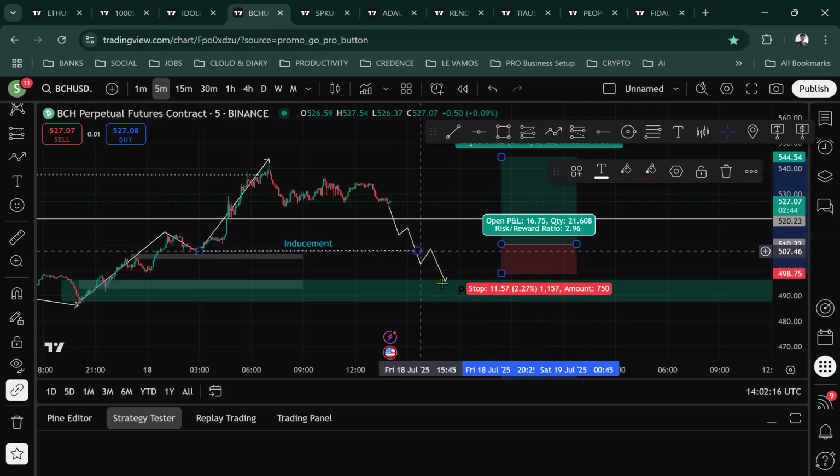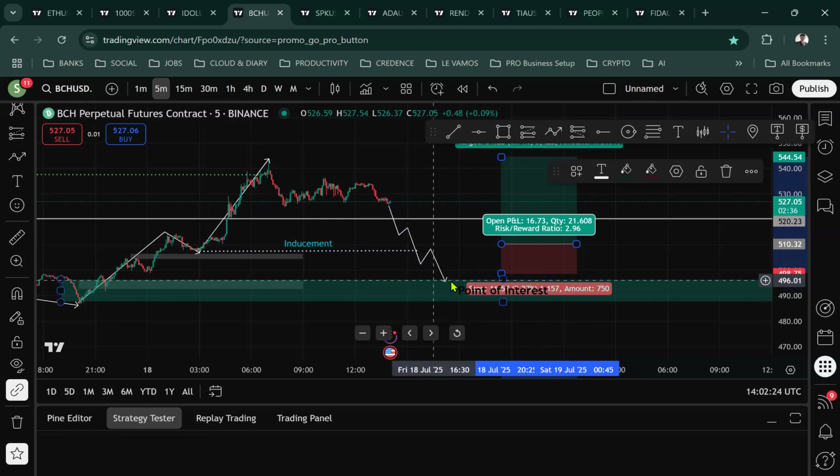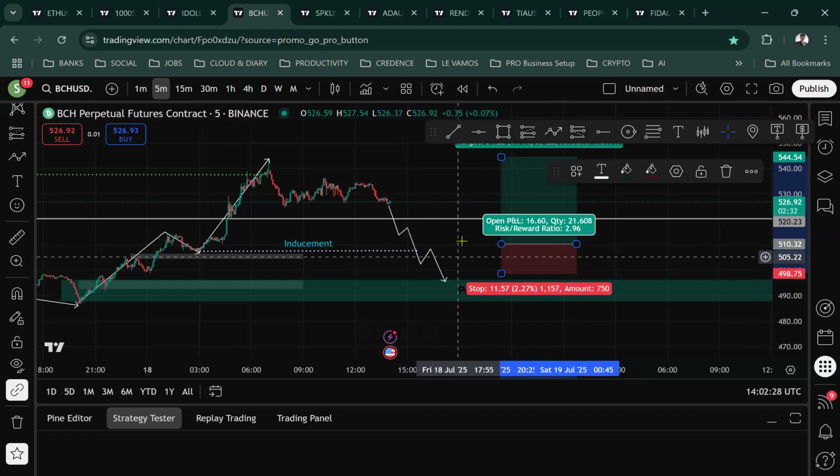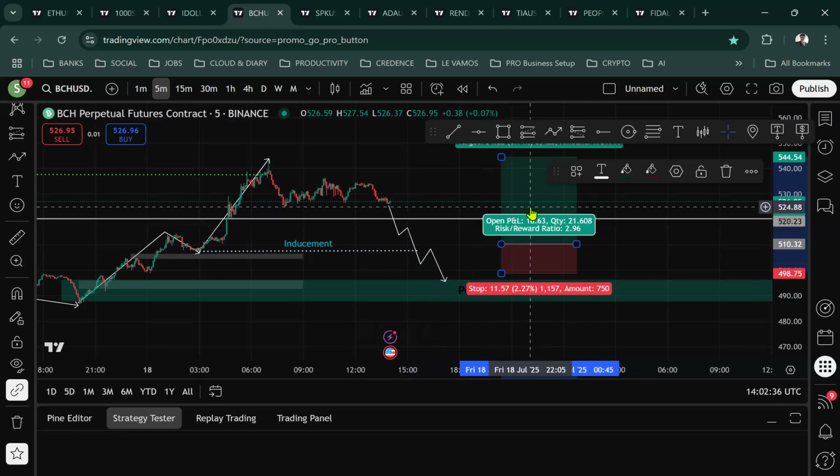So which means even if the price is touching the point of interest, we cannot take a direct entry. We still have to wait for confirmation of a change of character to happen. If you want to take a direct entry, you can still do it. But for this exercise, we want confirmation entry.